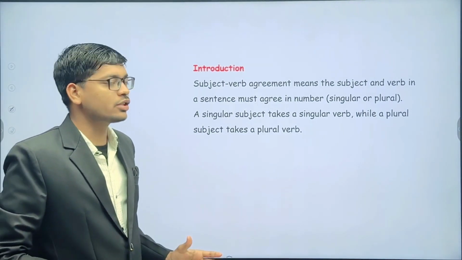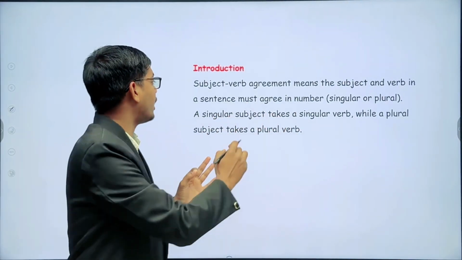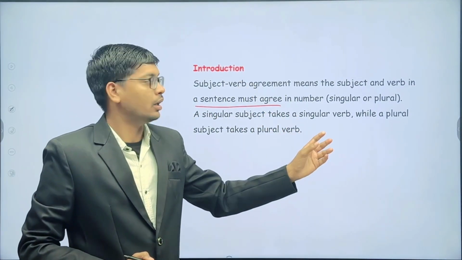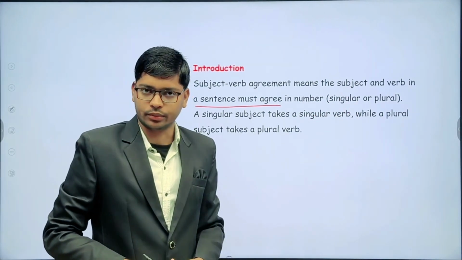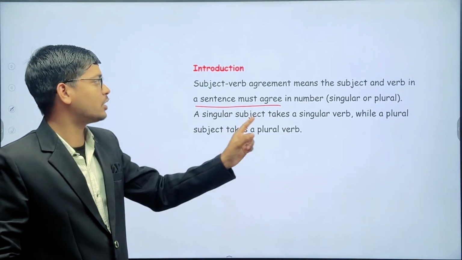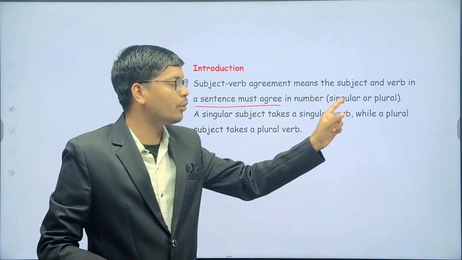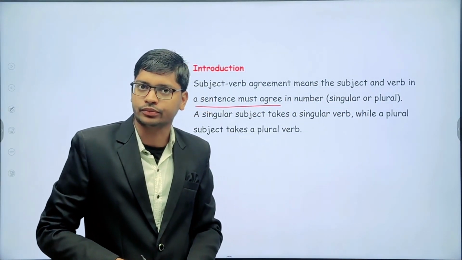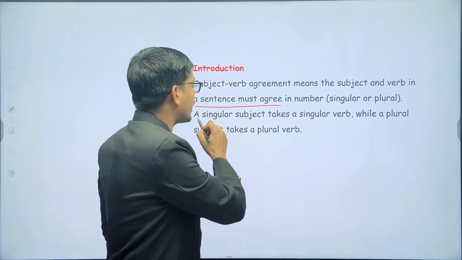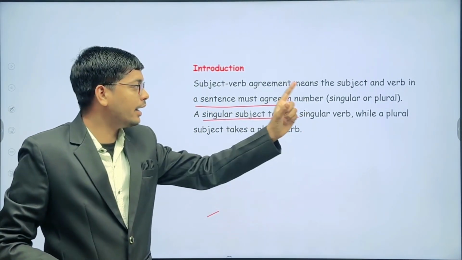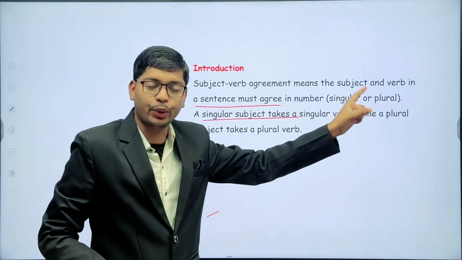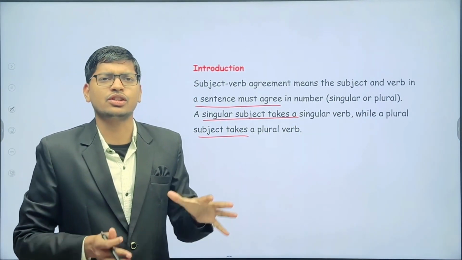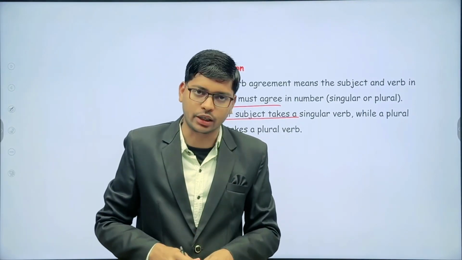Subject-verb agreement means the subject and the verb in a sentence must agree in number, singular or plural. A singular subject takes a singular verb, while a plural subject takes a plural verb. This is a simple introduction to subject-verb agreement.